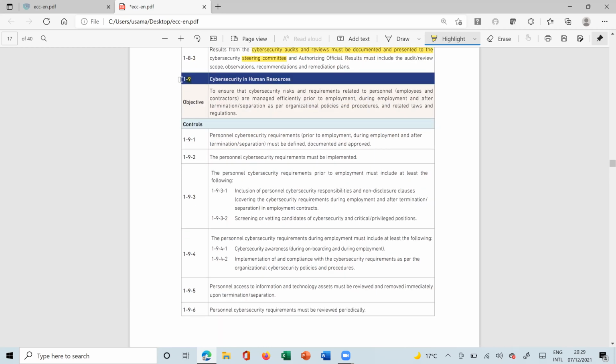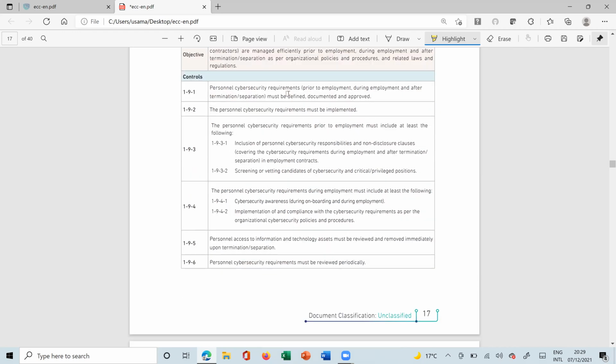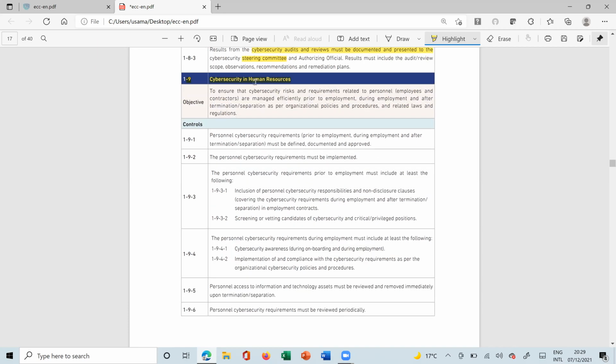In item number 9, we will cover cybersecurity in human resources. Human resources is a very important department from the point of view of security. Why? Because what is the main objective of security? To protect assets. And people are the main asset which we want to protect.